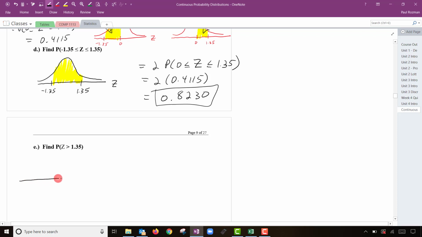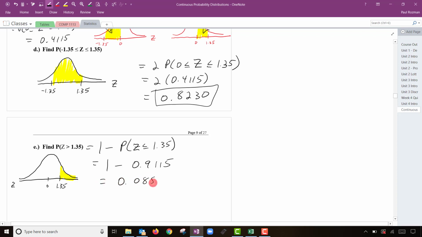A greater than problem. The table doesn't do greater than problems. We're looking for a thermometer that thinks that the freezing point is above 1.35. We can do 100% minus the probability that we're less than or equal to 1.35, which we already looked up. That was 0.9115. So then we have 0.0885. Roughly 9% of our thermometers read the freezing point as 1.35 or higher.